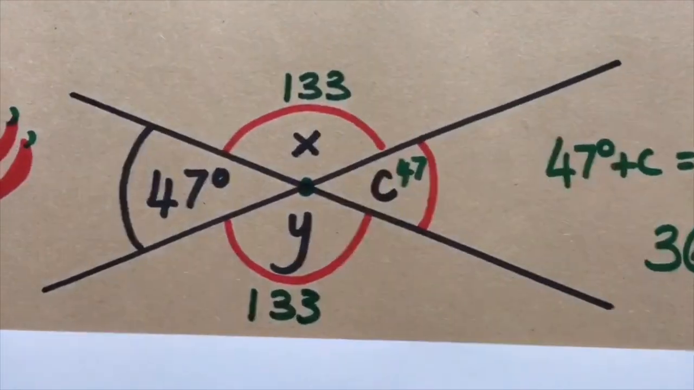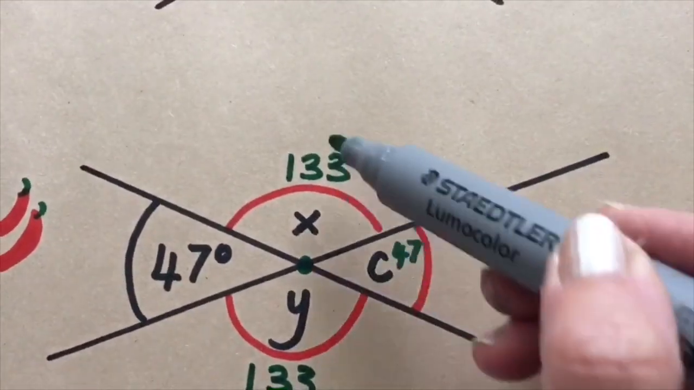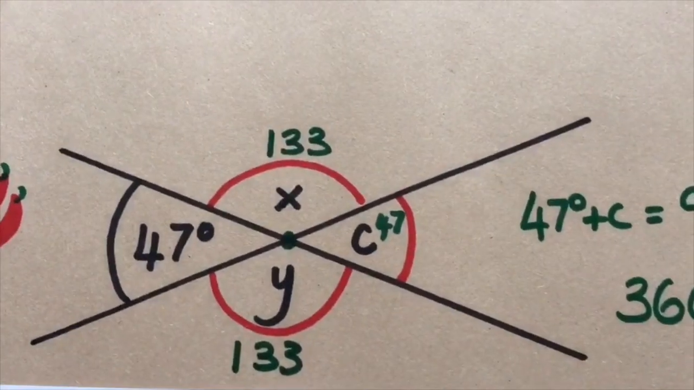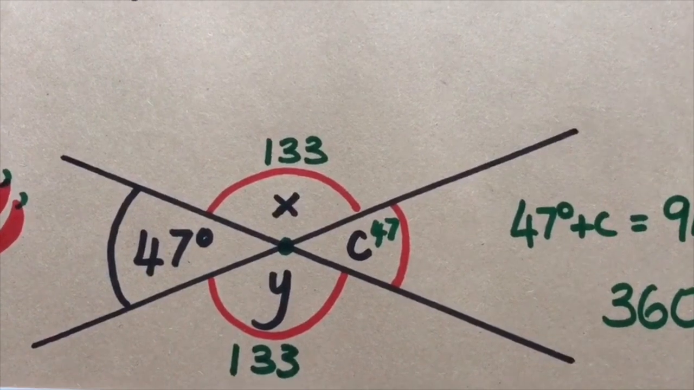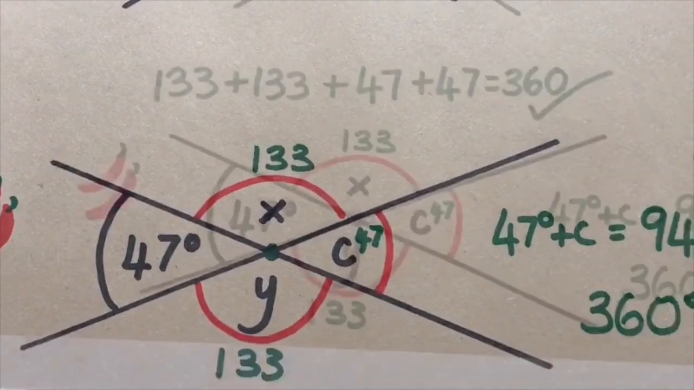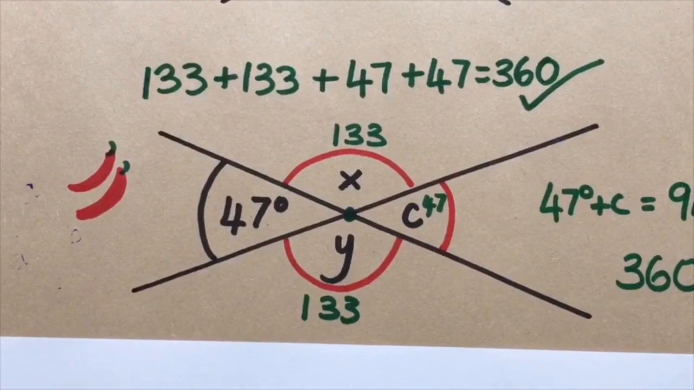Now I can check my working out, because if I add together all four angles, it should come to 360. Can you do that for me? Can you check? Does that come to 360? Pause the video. I've checked too. Yes, it does come to 360, so that's great.